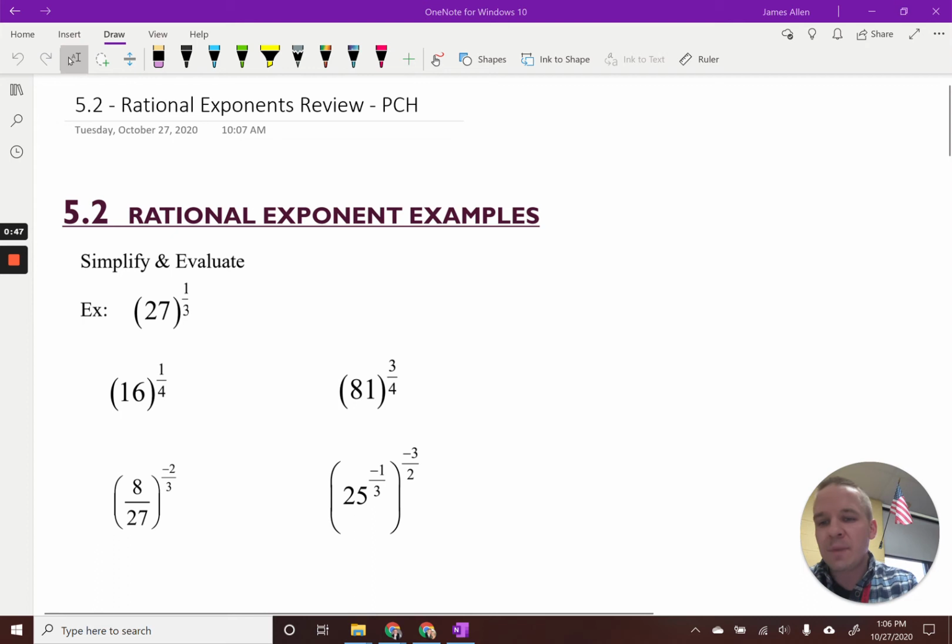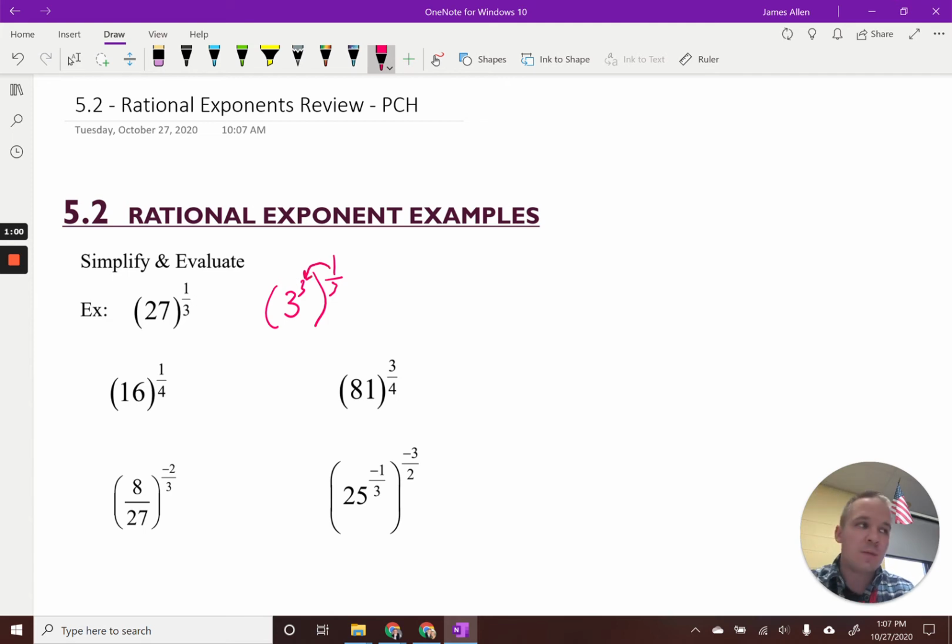Here's what I mean by that. I can write 27 as 3 to the 3rd raised to the 1/3. And then I can distribute this 1/3 in. What's 3 times 1/3? That's just going to be 3 to the 1st, which is just 3. Now, although you might have been like, well, Mr. Allen, I knew the cube root of 27 is 3. That's great. I'm just writing it out this way. There is a reason when we have some more complicated problems. So we're practicing in a simple form first.